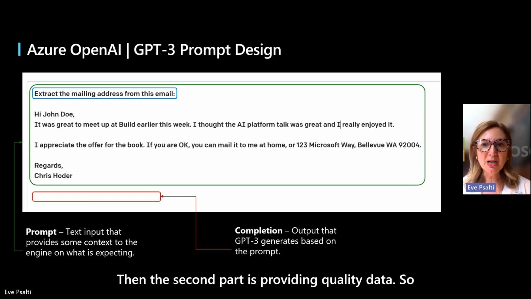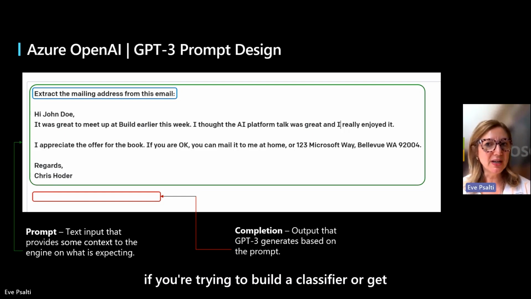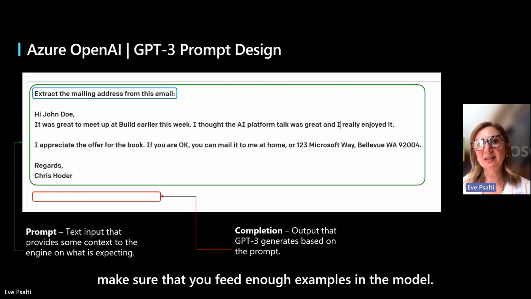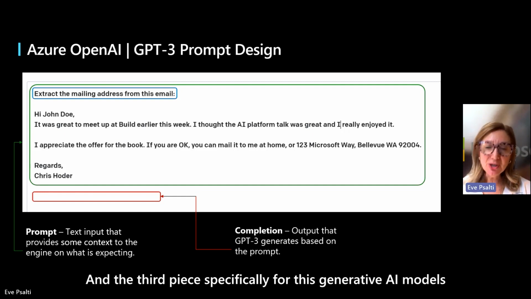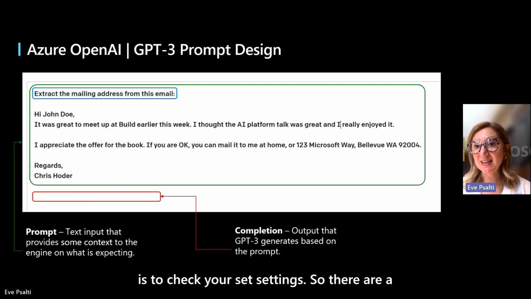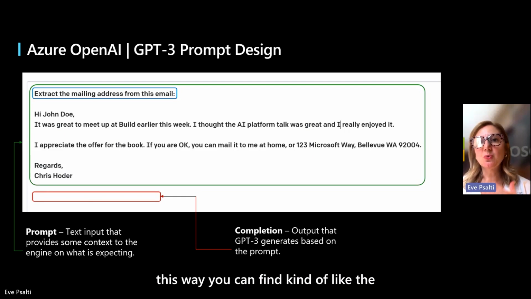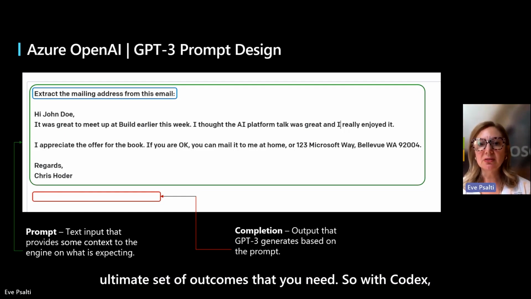Then the second part is providing quality data. So, if you're trying to build a classifier or get a model to follow a particular pattern, you need to make sure that you feed enough examples to the model. And the third piece, specifically for these generative AI models, is to check your settings. There are a lot of different parameters that you can alter, and this way you can find the ultimate set of outcomes that you need.